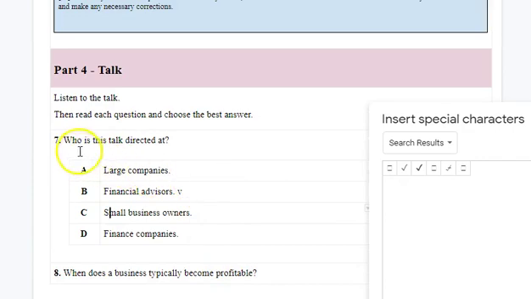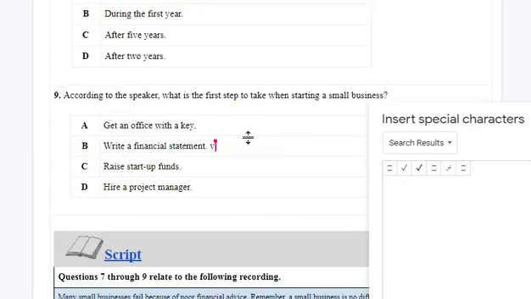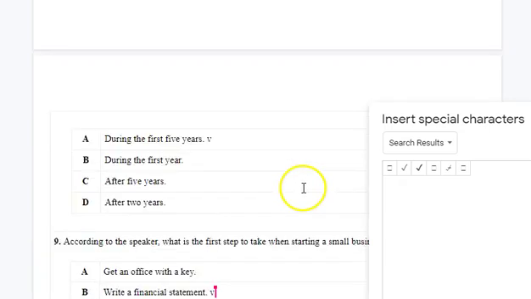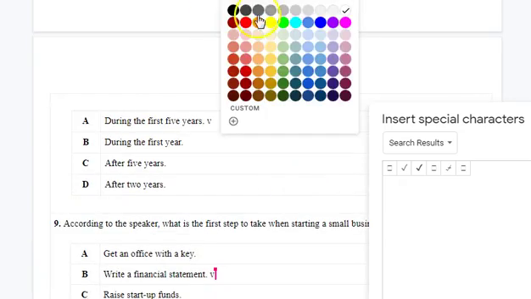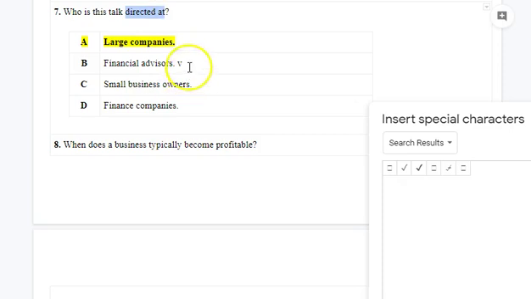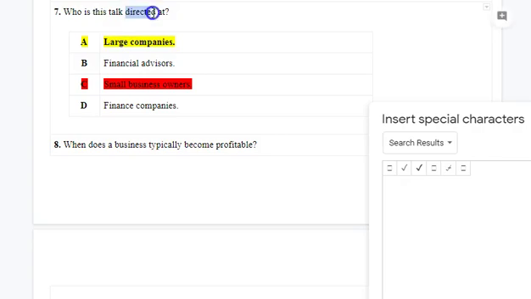So the correct answer, who is this talk directed at? Small business owners. C. Okay. Understand the question, Abel. Who is this talk directed at? Who is this talk directed at?